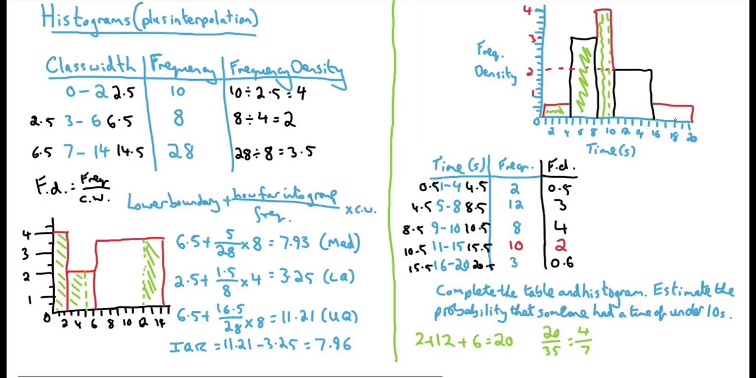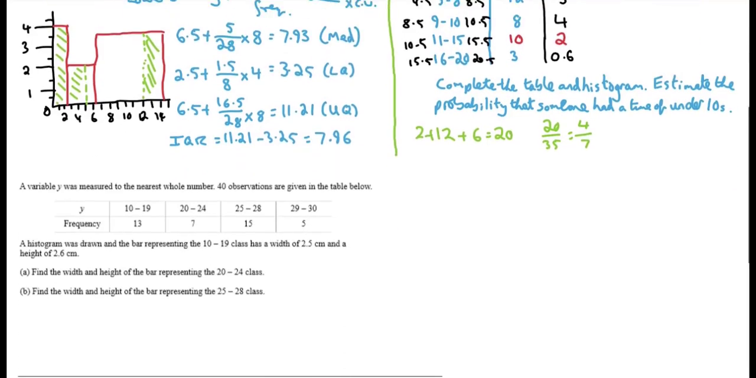Okay. From that, let's just look at one other example of how we can again twist this idea of the histograms. So here the variable y was measured to the nearest whole number. 40 observations are given in the table below. So if y is between 10 and 19, there was 13 instances of that, 7 of being between 20 and 24, 15 of being between 25 and 28, and 5 of being between 29 and 30. The histogram was drawn, and the bar representing the 10 to 19 class has a width of 2.5 centimeters and a height of 2.6 centimeters.